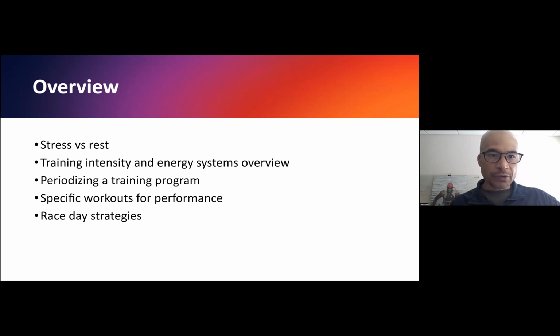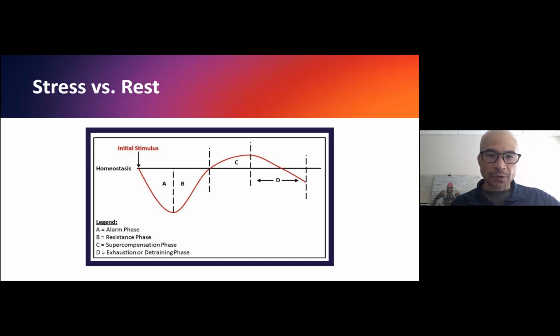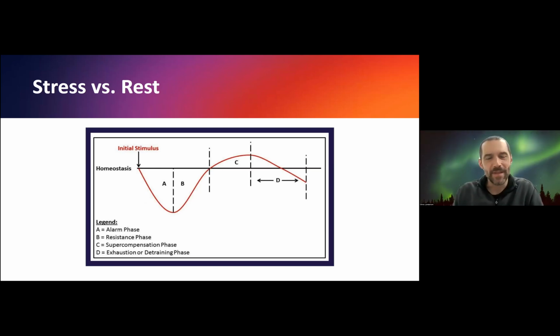So I'm going to turn it over to Chris to talk about stress versus rest and some of the other components. Thanks, Dan. Yeah, so this is just the basic question of what happens when you do a workout. So for example, this morning I did a strength training session, and you can see here in this chart what happens after a workout. A few hours later, you're actually less able to perform than you were before the workout. So you're in what's called the alarm phase here, where your body is having a stress response and needs some time to recover and adapt.